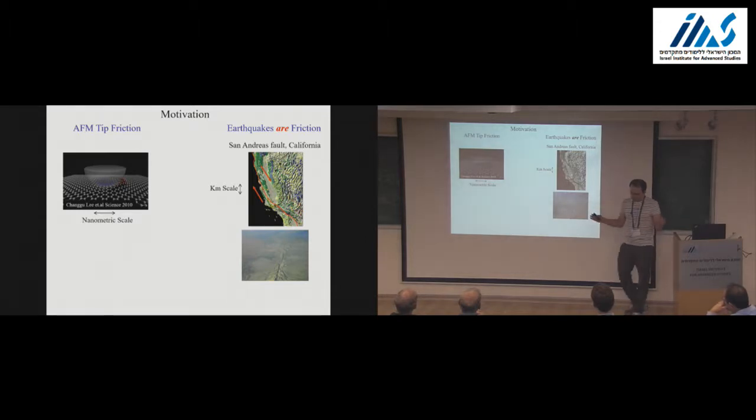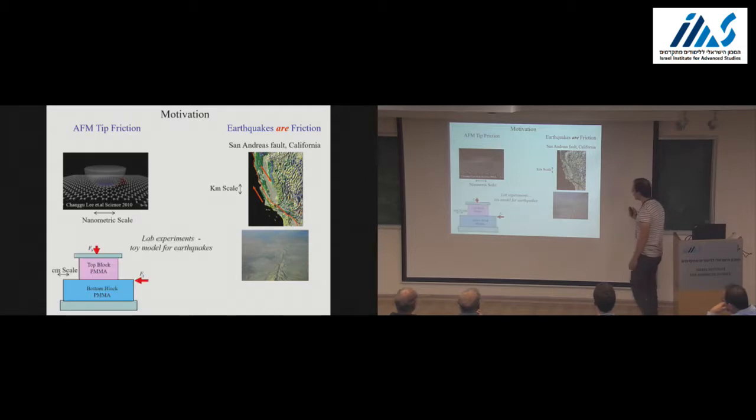There is a very vast community that is interested in friction, starting from the nanometric scale. I guess we'll hear about that tomorrow. Up to geophysical scales, as was already discussed. And people suggest that laboratory experiments can provide a toy model for earthquakes, in the sense that the two blocks might mimic the two tectonic plates, and the frictional interface might represent the natural fault.